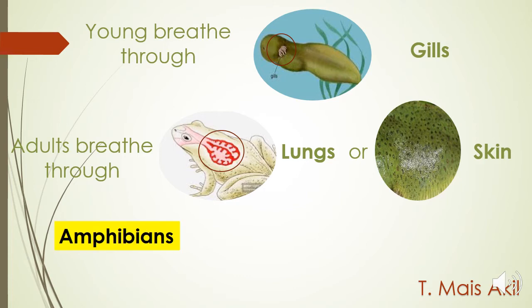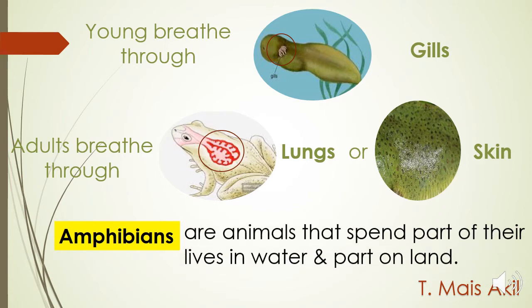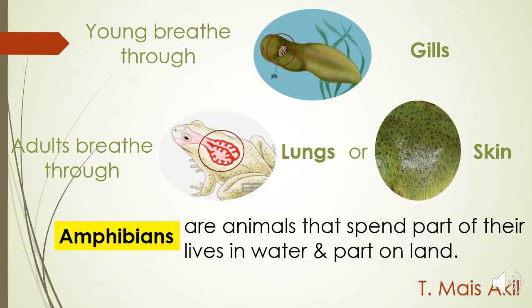So amphibians are animals that spend part of their lives in water and part on land. The word amphibian means double life. In water and on land, they have 2 lives.